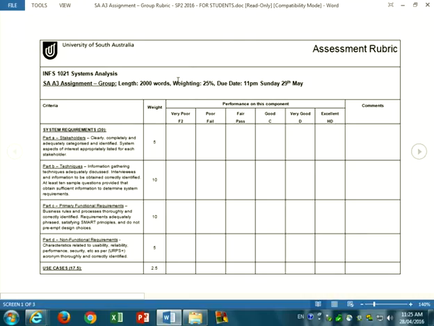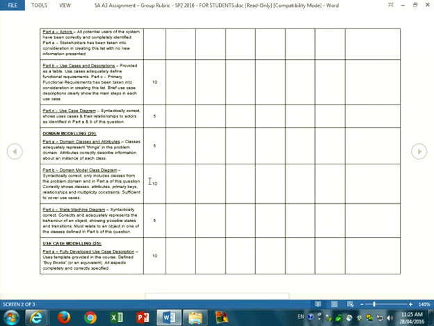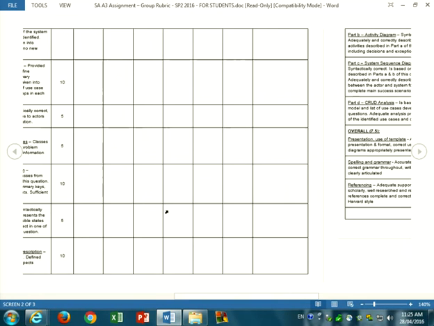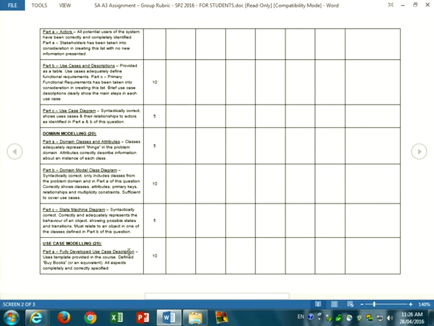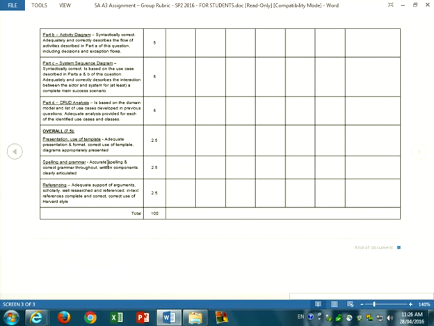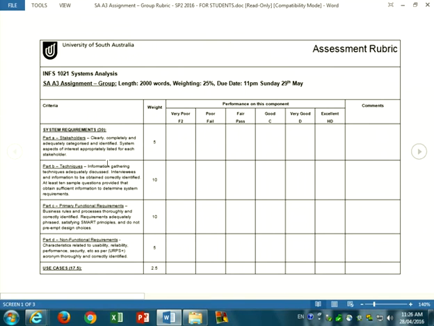Similar style to the first assignment that I put on the website, but basically I'm showing you here that the assignment is out of 100. There are quite a few criteria that we're looking at, and those criteria match the questions that I've given you: system requirements, parts A, B, C and D. I've given you some guidelines as to what we are looking for and expecting in your responses to those parts of each question. I think it's pretty self-explanatory.